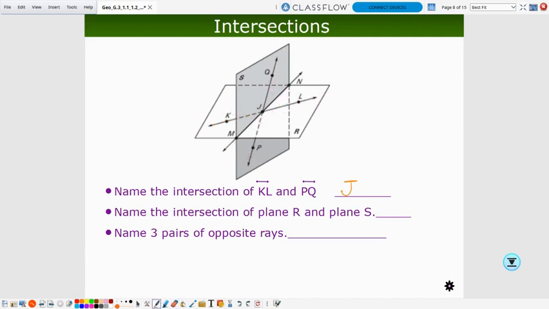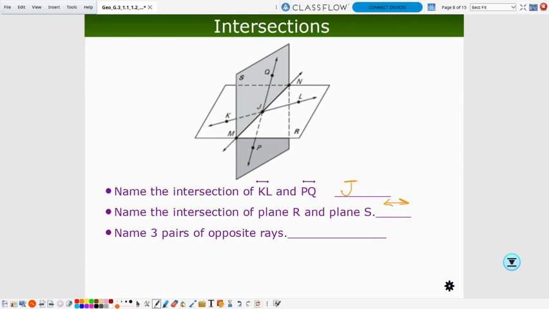Name the intersection of plane R and plane S. Well, remember, when two planes intersect, they intersect at a line. So I'm going to go ahead and draw my line notation, and we have to figure out which line they intersect at. Plane R is my white plane that's going horizontally side to side, where plane S is the gray plane, and that's going vertically up and down.